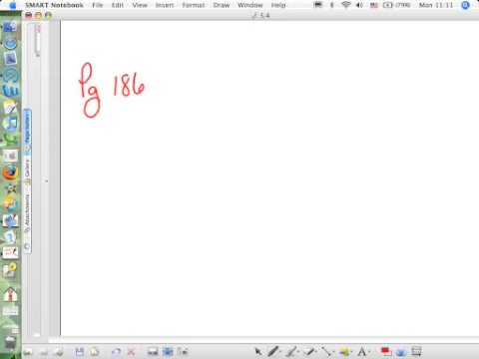Now, D says, all right, what about a square? Now, what's a square? 4 90-degree angles and 4 equal sides. So number 2, number 9.